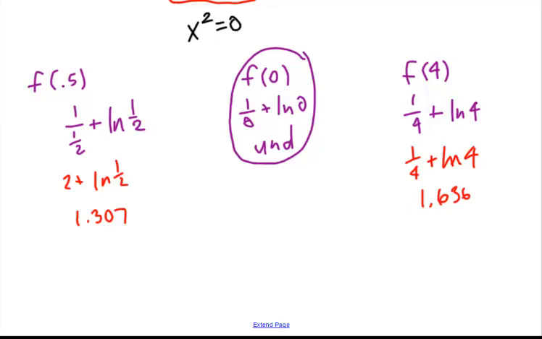So what do we know? We know that here is our maximum, and we know that here is our minimum. And for this particular problem, where did they occur? They occur on your endpoints.